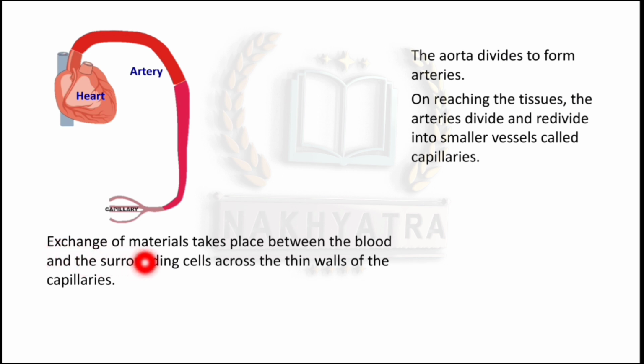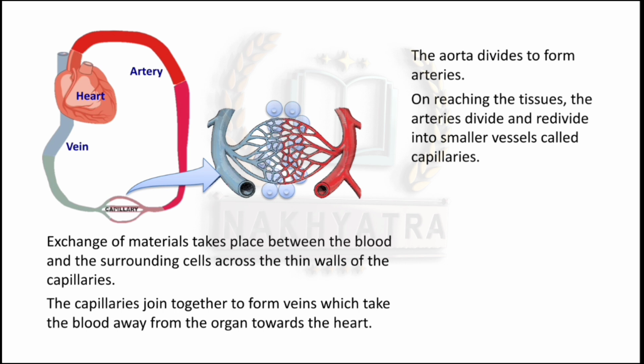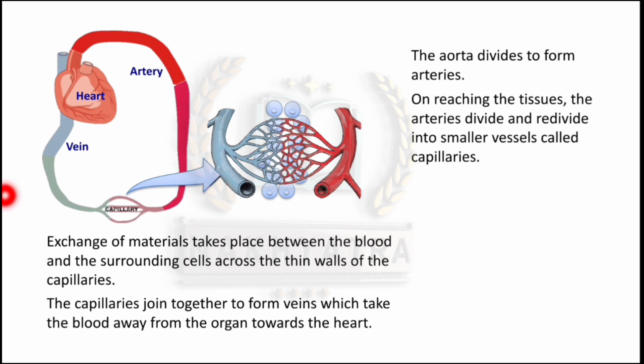Now, exchange of materials takes place between the blood and the surrounding cells across the thin walls of the capillaries. Clear everyone? Now see here, the capillaries join together to form veins, which take the blood away from the organ towards the heart.